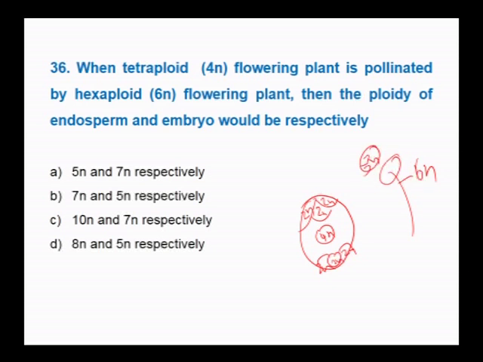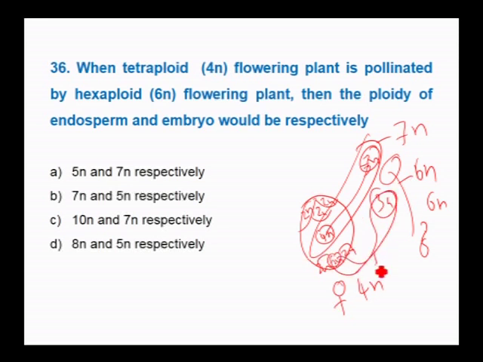So you have to read the question properly. When a tetraploid flowering plant is pollinated by a hexaploid plant, the female is tetraploid, male is hexaploid. So half of this is 3N. Then the ploidy of the endosperm is 3N plus 4N, so this should be 7N. And the embryo is 3N plus 2N, which should be 5N. Therefore, the answer is this.